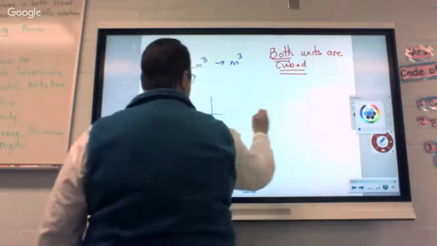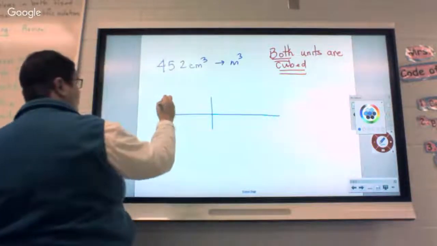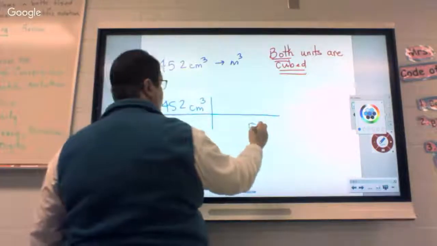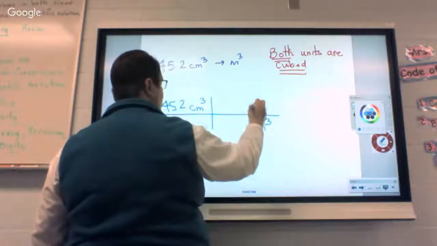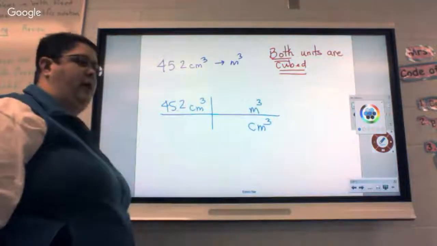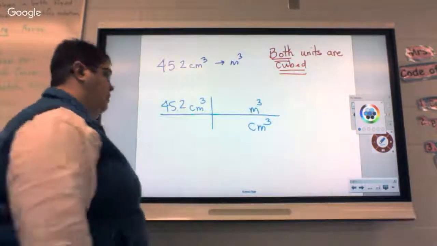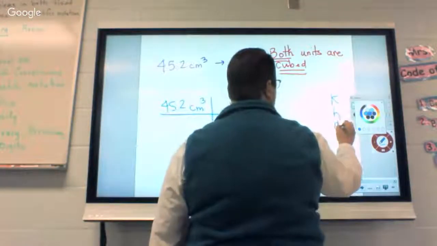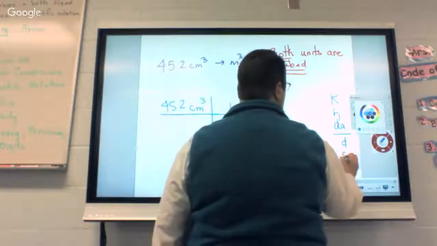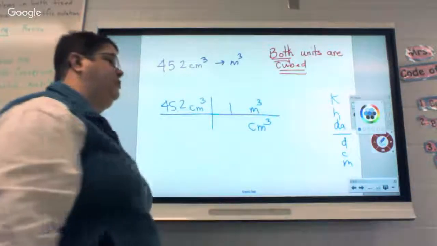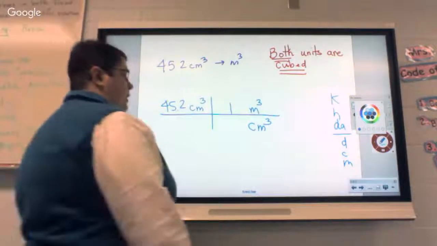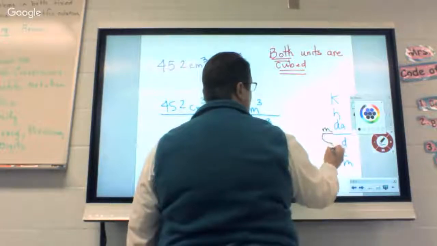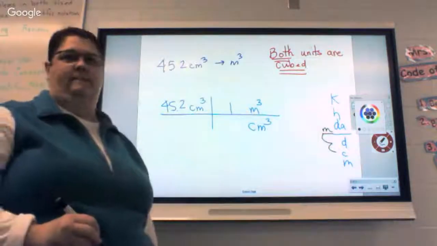So setting it up, 45.2 centimeters cubed, centimeters cubed, meters cubed. Who's bigger, a meter or a centimeter? Okay, so put your 1. King Henry died by drinking chocolate milk. How many spaces between your meter and your centimeter? All right, everybody does realize that meter is here, and that's why people said 2 spaces, right?